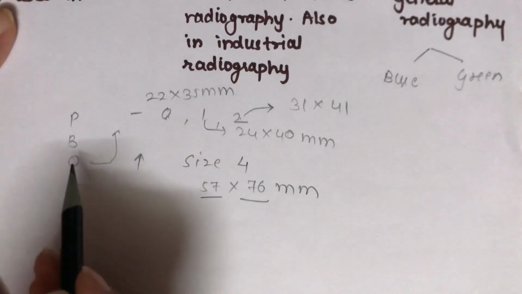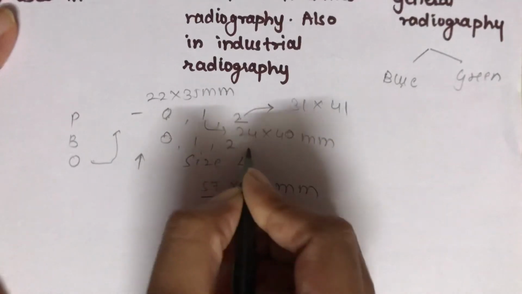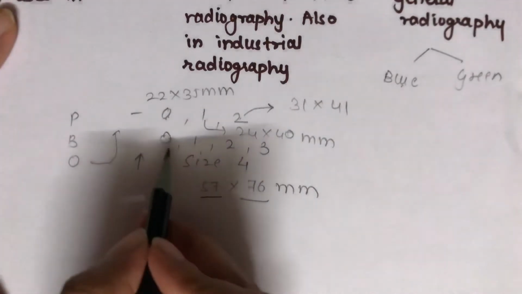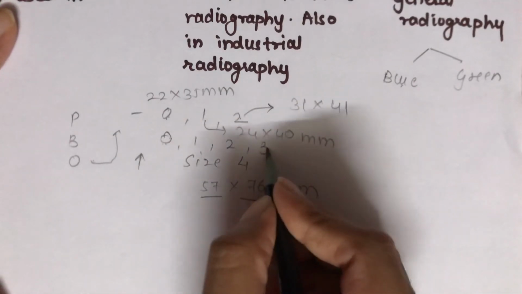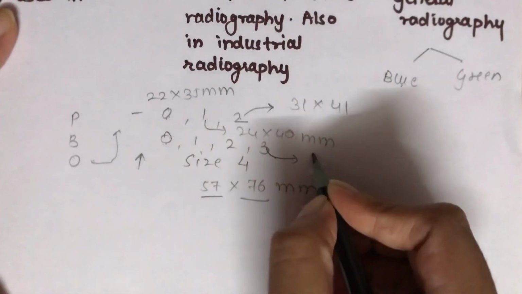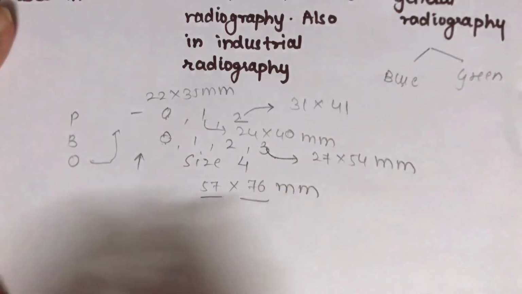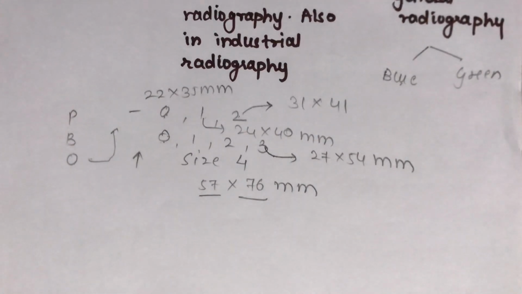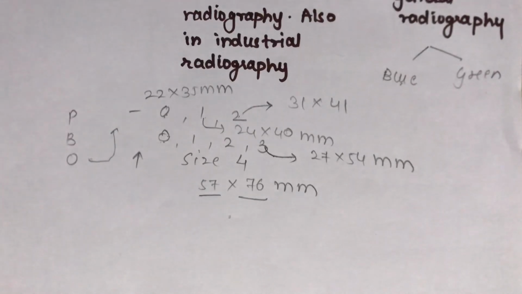Now in the bite wing, there are 4 sizes which are used, that is 0, 1, 2 and 3. The dimensions are the same as those of the periapical. The size 3 one has a dimension of 27 into 54 mm. So these are the films used according to where you are exactly using them, whether periapical, occlusal or bite wing, and these are the dimensions and sizes used.